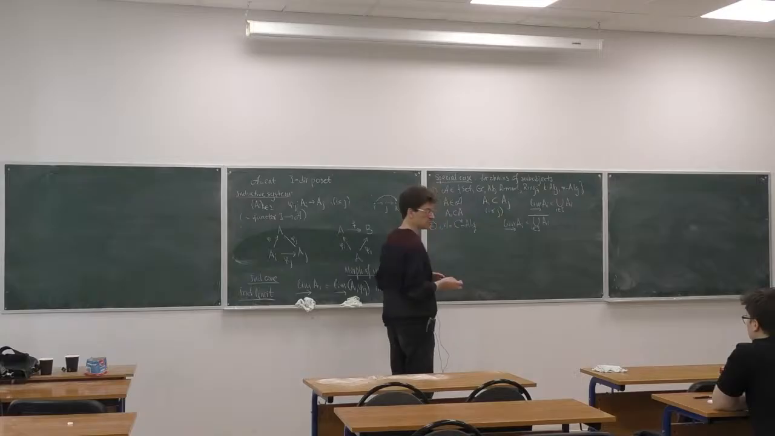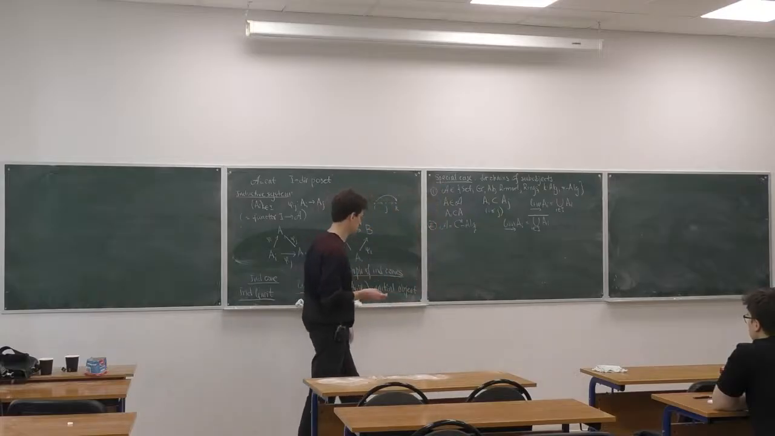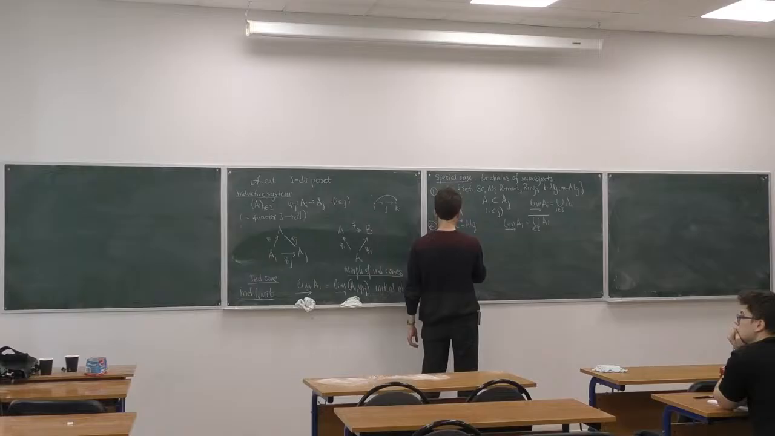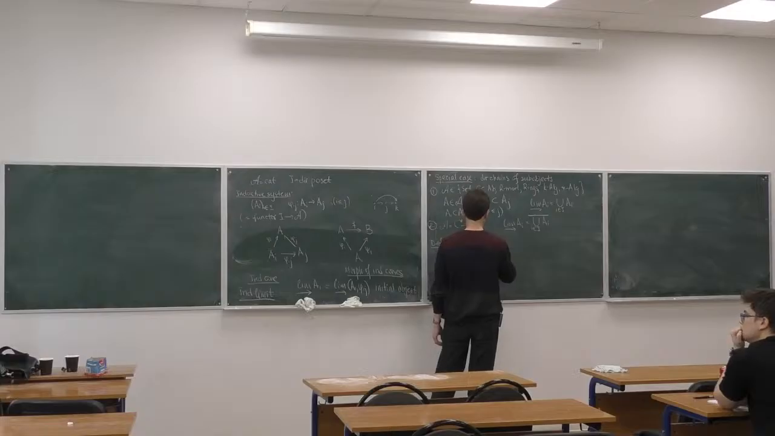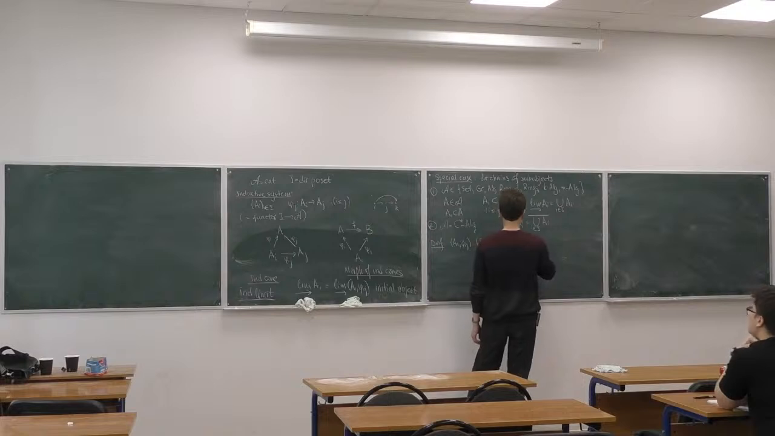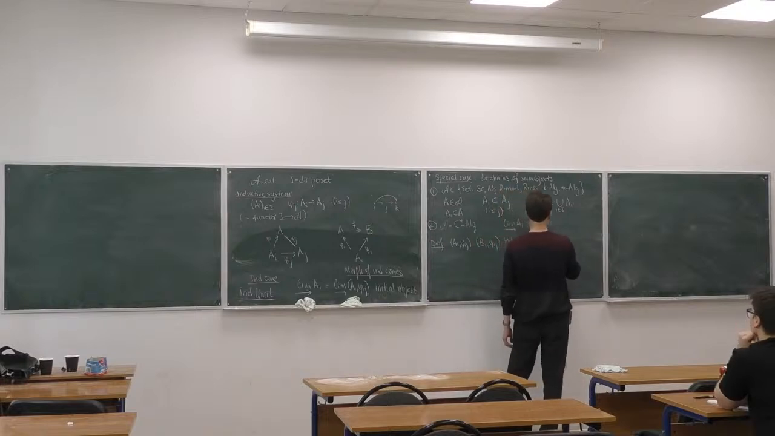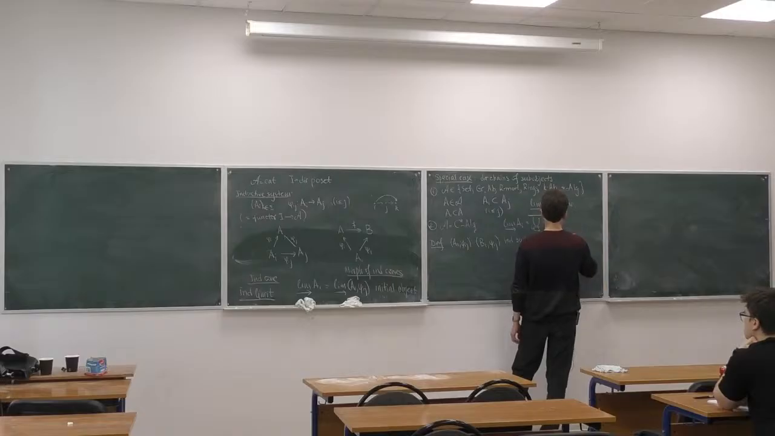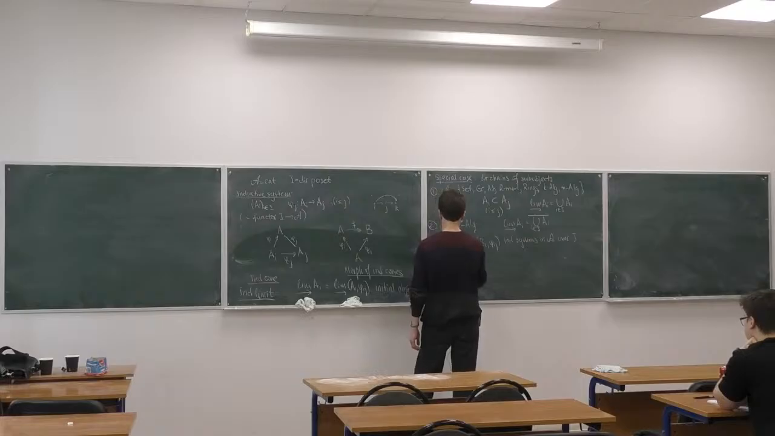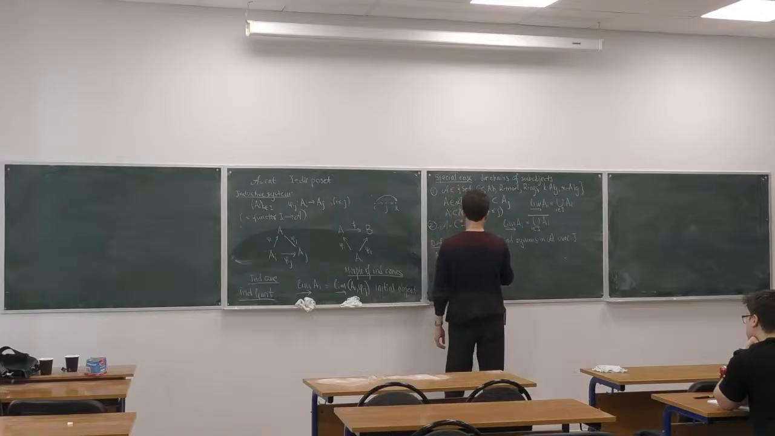Let's now introduce morphisms between inductive systems. Morphisms are defined in a rather straightforward way. Namely, if you have two inductive systems, say A i and B i, in any category over the same directed set I, then we define a morphism from the first system to the second system.